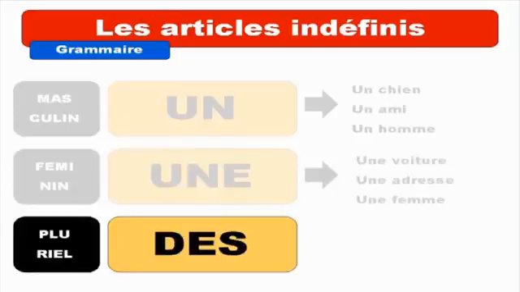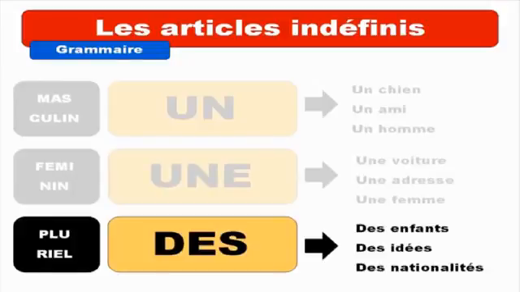Okay? And for the plural form, it's des. And then first example, you will have to make this liaison as well, the small link between the words. So it's des enfants. Repeat. Des enfants. Okay, so final T and final S is not pronounced. One more time. Des enfants.